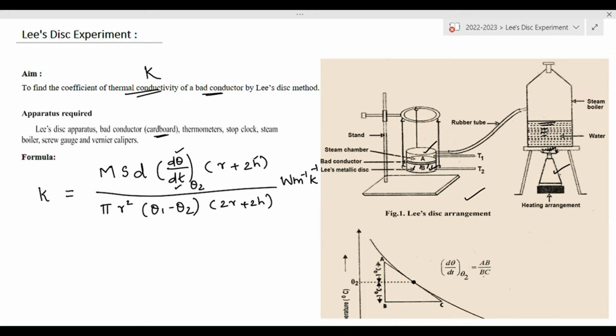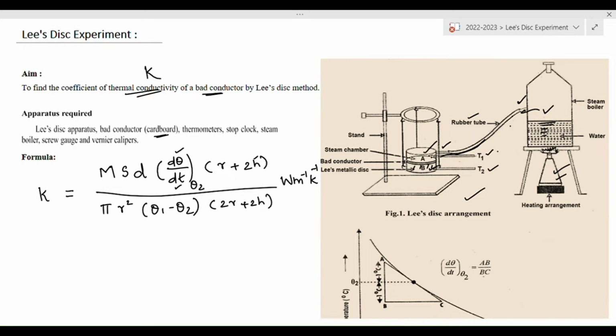The stand arrangement is made, so A and B are suspended in the stand with a thread arrangement. The outlet of the steam boiler and the inlet of the steam chamber are connected by means of a rubber tube. Provisions are made in the steam chamber and the Lee's disc to insert thermometers. Now, when the source is switched on, water boils at 100 degrees Celsius, steam escapes through the rubber tube, and then it gets collected in the steam chamber.